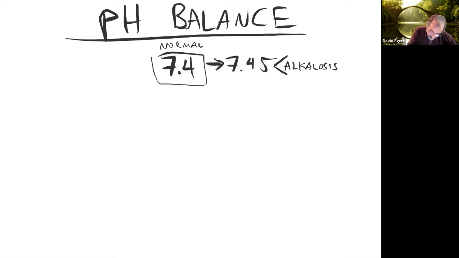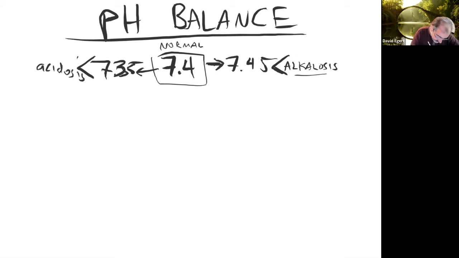Once you are greater than 7.45, it's called alkalosis. The other way, once you are less than 7.35, you're called acidosis. And your body's going to be making adjustments to try to pull back into the normative range. If you get too far over, I think it's 7.8 or 7, on either side of these is death.